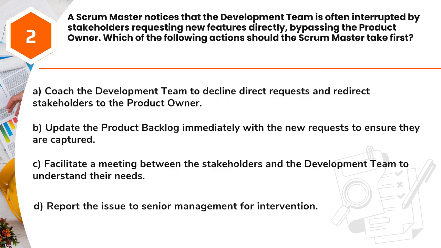Question 2. A Scrum Master notices that the development team is often interrupted by stakeholders requesting new features directly, bypassing the product owner. Which of the following actions should the Scrum Master take first? A. Coach the development team to decline direct requests and redirect stakeholders to the product owner. B. Update the product backlog immediately with the new requests to ensure they are captured. C. Facilitate a meeting between the stakeholders and the development team to understand their needs. D. Report the issue to senior management for intervention.